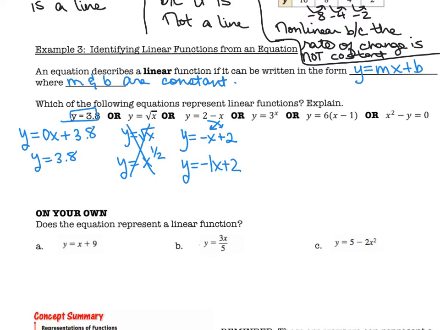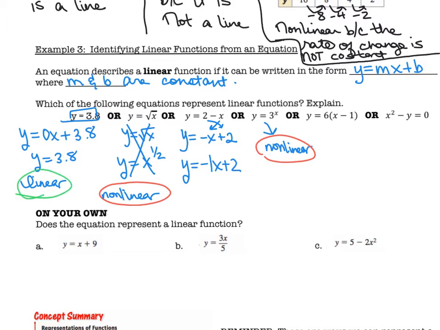They're constant. This y equals 3 to the x power. Anything raised to the x power or raised to a power is not going to be linear. So nonlinear. And I should actually write that under here too. Circle and then write it in there, nonlinear. And then for this one, it is linear. And this third one was linear.